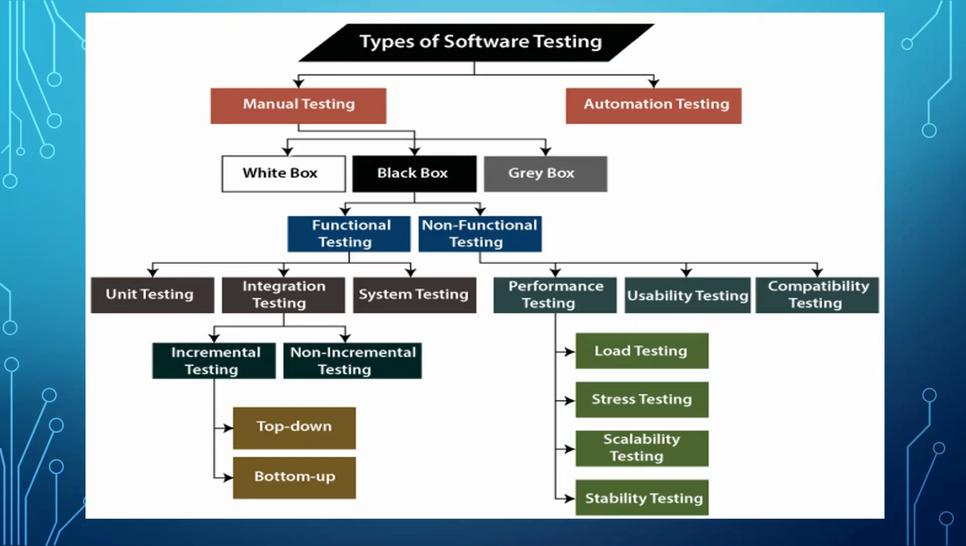In black box, we have two types: functional and non-functional. In functional, we have three types, like unit testing, integration testing, and system testing. That's what we have discussed, right? So these are like levels, and we can call them functional testings. In that three, integration testing has two components: incremental testing and non-incremental testing. In incremental testing, we have top-down and bottom-up.